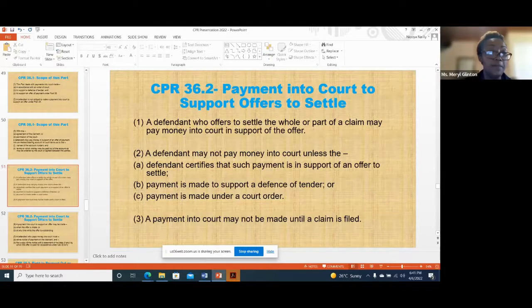You may also not pay money into court until a claim is actually filed. The general idea here is that the court is not your bank. You can only really pay money in if it is supporting something. You also can't say, oh, well, I'm going to put money there because I feel like they're going to file a claim. No. Next slide.